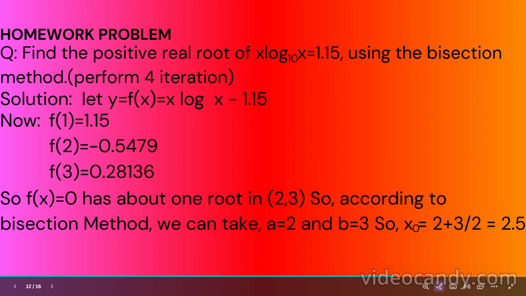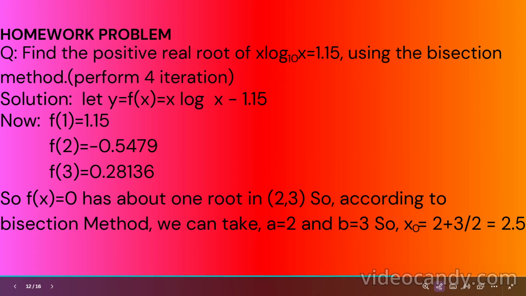Okay, next. So these are the homework problems. For those people who want to practice this homework problem, you can practice to get the final answers. If you found this answer, please check this answer certainly. So the question is, find the positive real root of x log10 x equal to 1.15 using the bisection method. Perform 4 iterations.